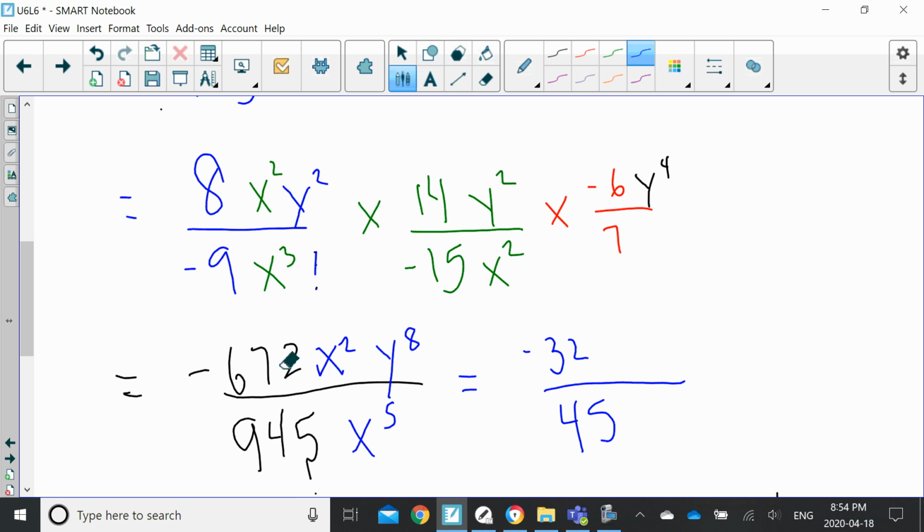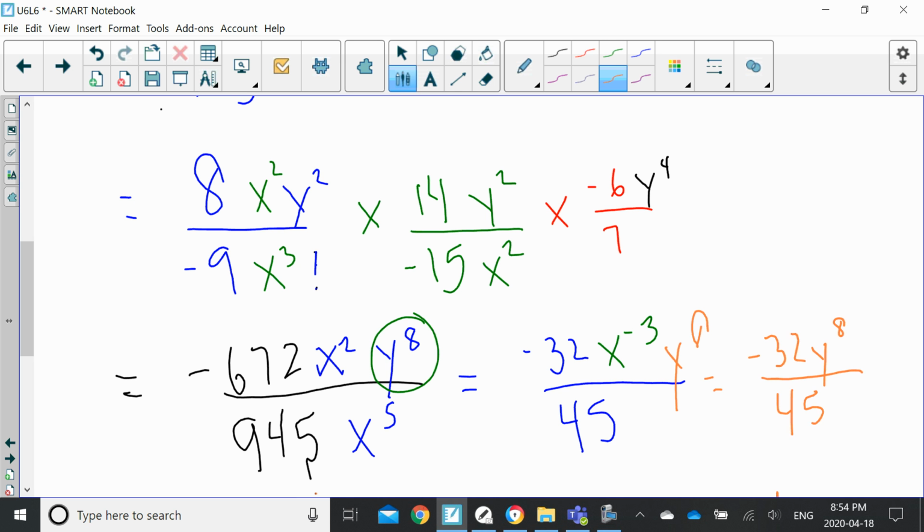Okay, x to the 2 divided by x to the 5 gives you x to the negative 3. So for now, I'm just going to write it up here. And then I've got y to the 8. The only thing I could do is make this x positive, so I'm going to bring it to the denominator. So negative 32 y to the 8 stays up top, and 45 x to the 3 comes to the bottom.